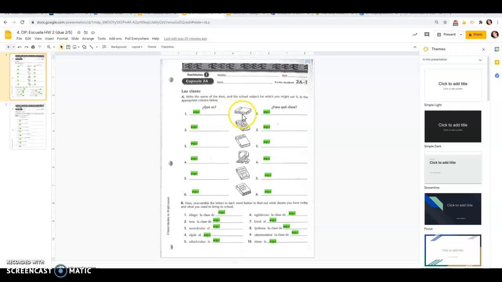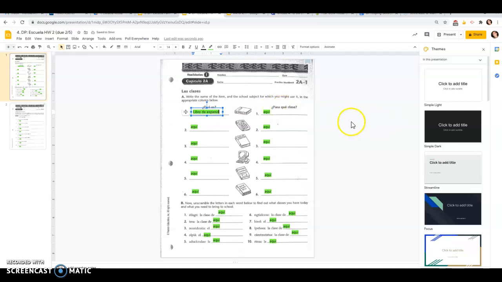So look at the picture, that looks like a Spanish book. So I'm going to put book or Spanish book in Spanish, obviously. And then it says ¿para qué clase? For what class? Well, that one would probably be Spanish class, la clase de español. So here you would write libro or el libro de español.